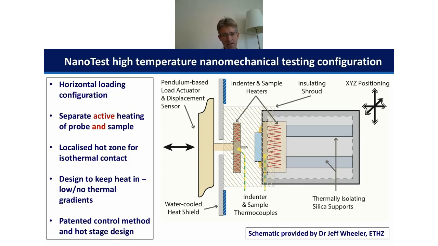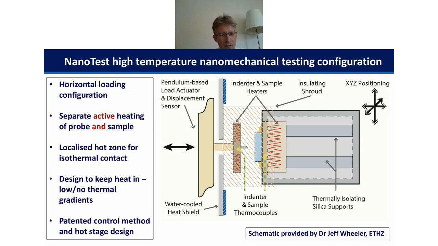So this slide shows a schematic of the hot stage configuration in the NanoTest system. For those that don't know, it's a horizontal loading configuration, which gives some advantages, because any heat that's rising through convection is moving away from the displacement electronics. If you're indenting from the top, then your heat flow from convection would potentially be coming up into your displacement measuring sensors. That's not an ideal situation.